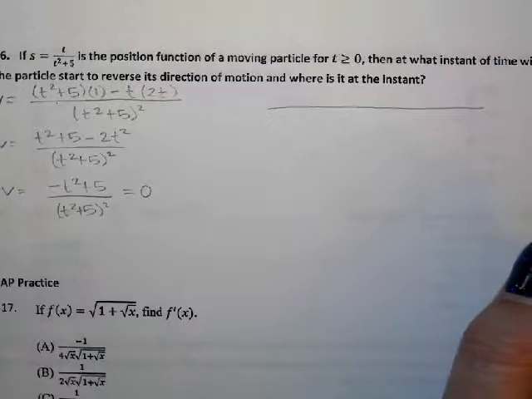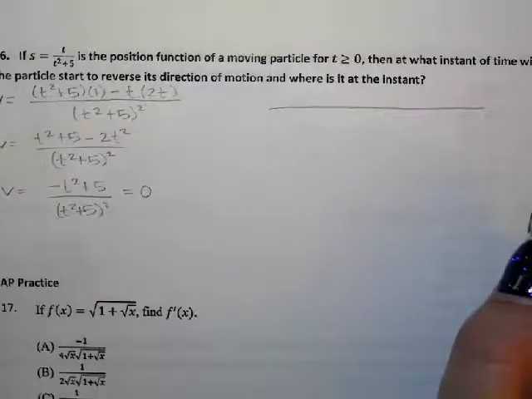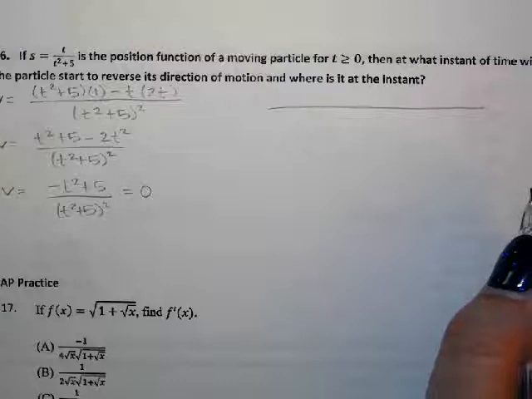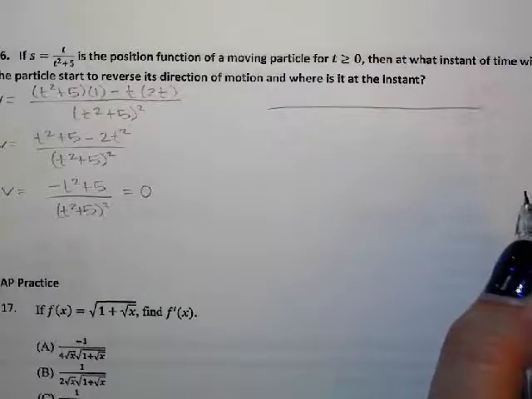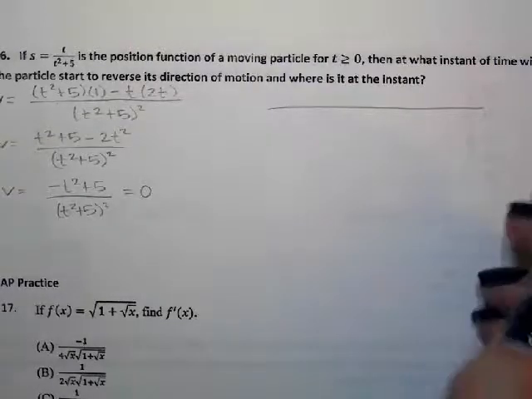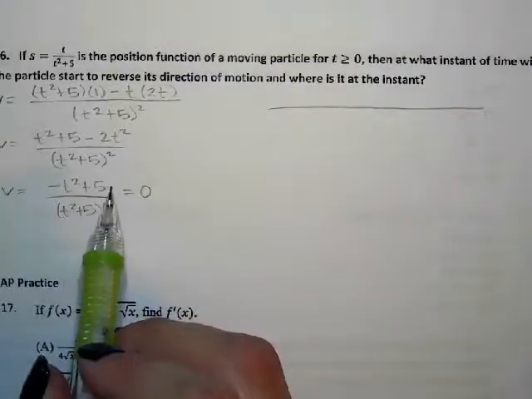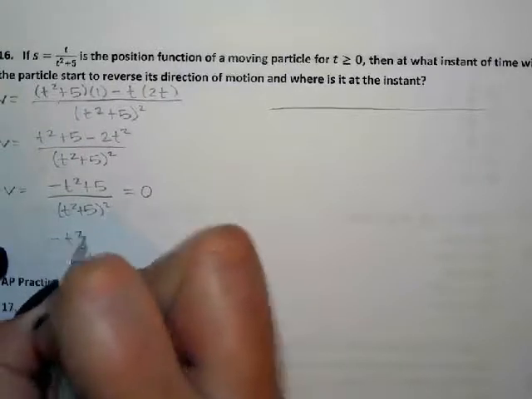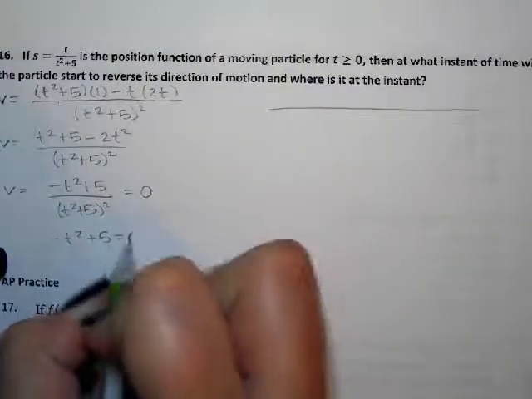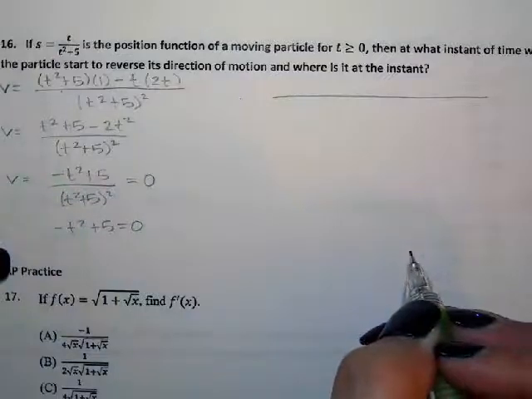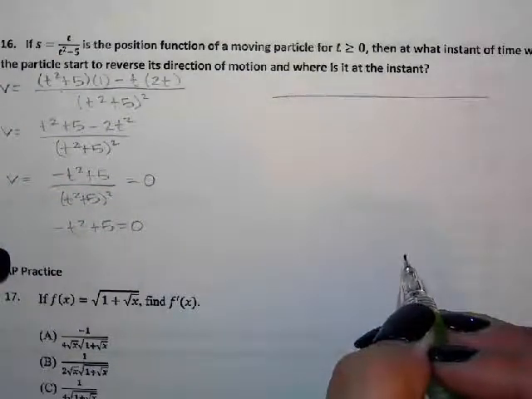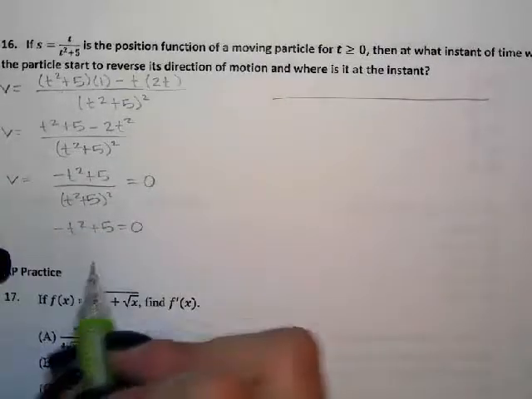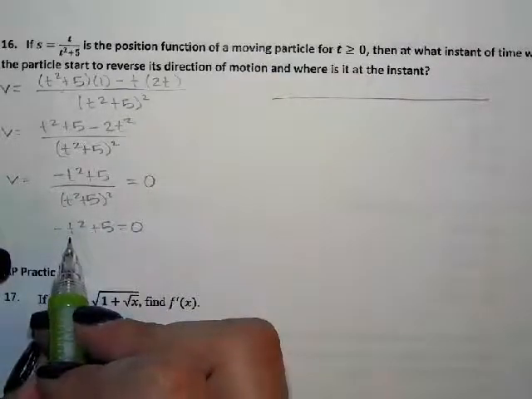So in a fraction, we know that the fraction equals 0 when the top is 0. 0 divided by 5 is 0. 0 divided by 10 is 0. 0 divided by 100 is 0. So if I can make the top equal 0, then the whole fraction is going to 0 out. So I'm going to say negative t squared plus 5 equals 0. And then what should I do? I'm solving for t. How do I solve for t?